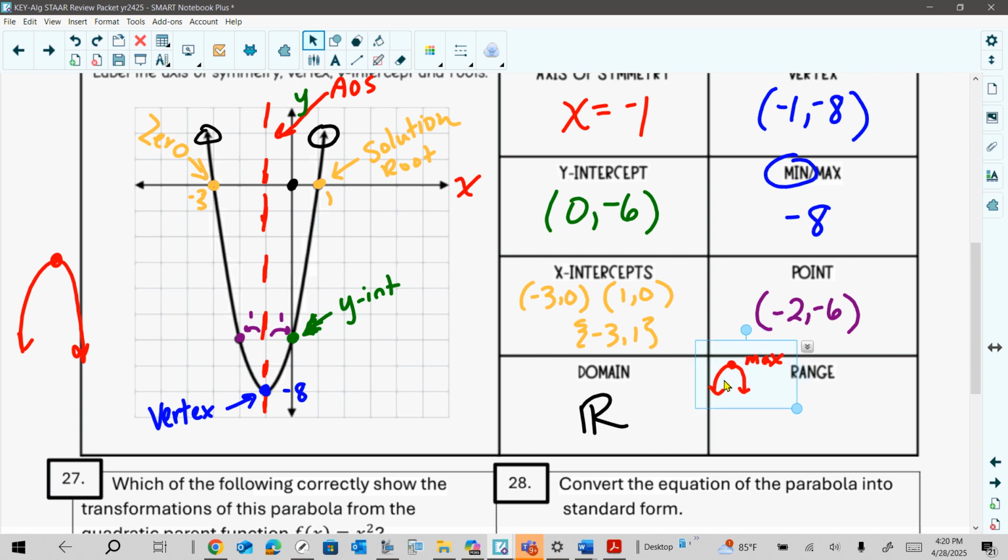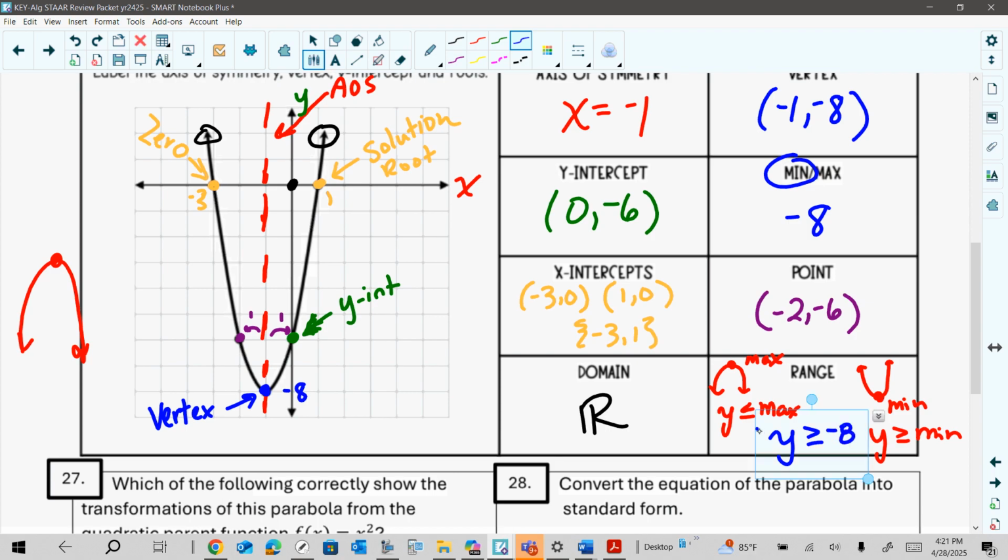So if it has a max, then it's pointing down. That means the range would be less than or equal to that max. Now, if I have a minimum, that means the parabola is pointing up. Then that range would be y is greater than or equal to whatever that minimum is. So in our problem, we have a minimum at -8. So our range is y is greater than or equal to -8.